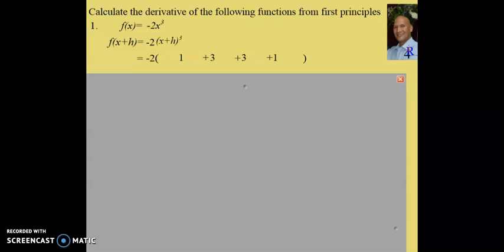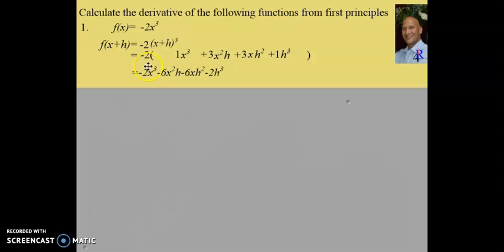From the front I will have firstly x to the power of 3, then x to the power of 2, then x to the power of 1, and x to the power of 0, which is 1, so I'm not going to write that one. Then from the back I have h to the power of 3, h to the power of 2, h to the power of 1, and now I must multiply by -2.